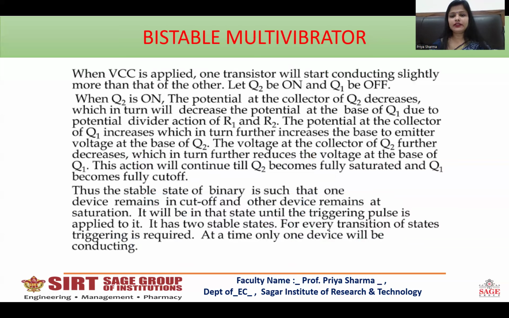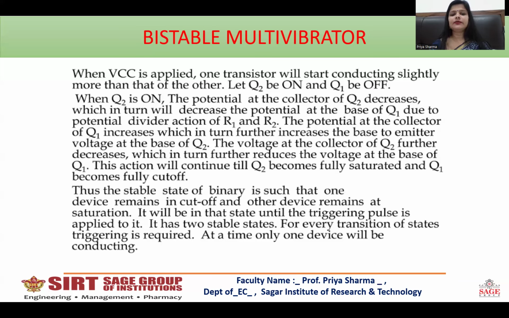When the VCC is applied, one transistor will start conducting slightly more than the other. Let us assume that Q2 is on and Q1 is off. When Q2 is on, the potential at the collector of Q2 decreases, which in turn will decrease the potential at the base of Q1 due to the potential divider action of R1 and R2. The potential at the collector of Q1 increases, which in turn further increases the base to emitter voltage of Q2. The voltage at the collector of Q2 further decreases, which in turn further reduces the voltage at the base of Q1. This action will continue till Q2 becomes fully saturated and Q1 becomes fully cut off.